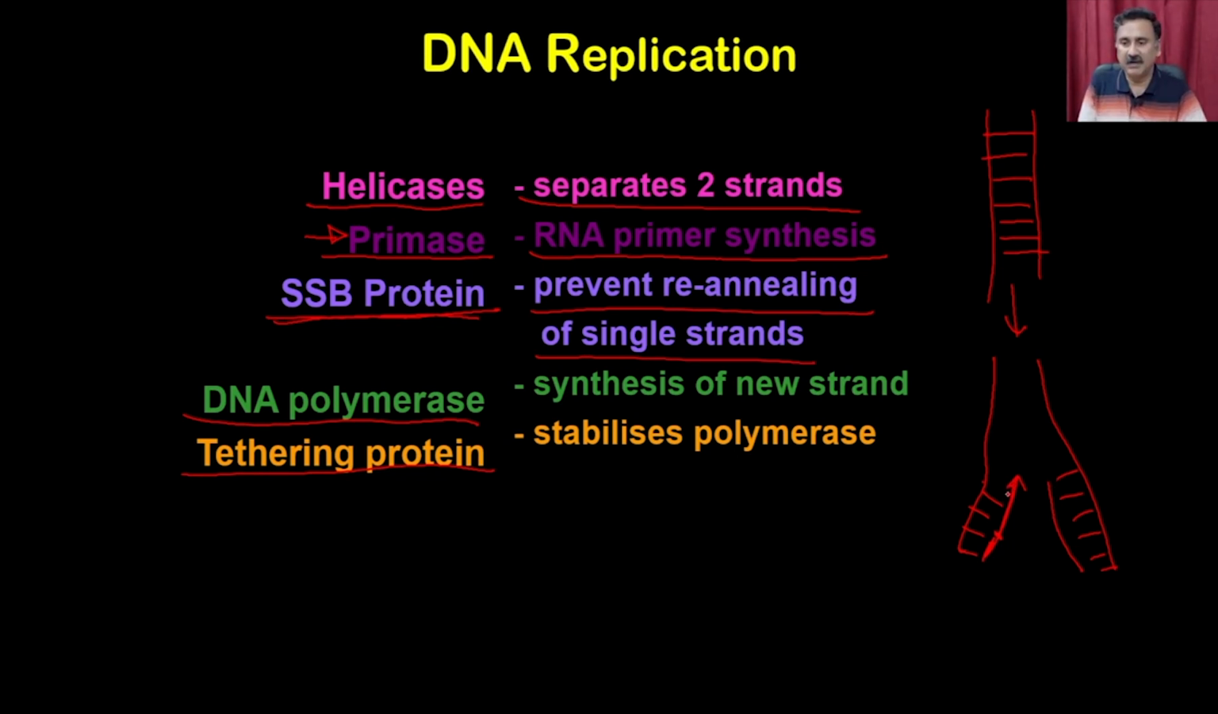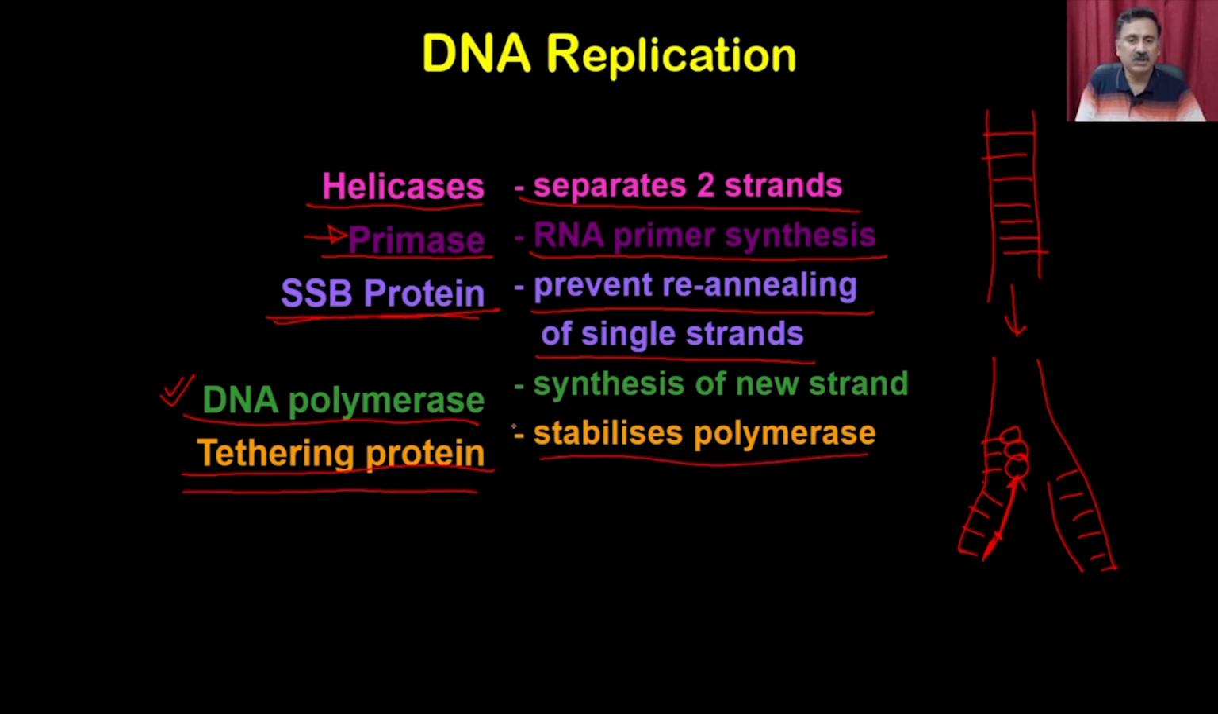So that's why the single stranded binding proteins sit on top of this, so that it will not allow the nucleotides to interact with each other, and that's how they prevent the re-annealing of the single strands. Then you require the enzyme, the DNA polymerase, which is going to read these sequences, and that's how it starts the synthesis of the new strands. And then you also require a tethering protein, which is going to stabilize the polymerases.